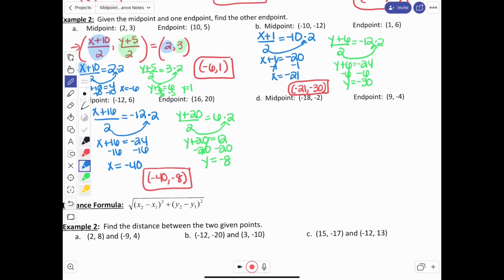On my next one, x plus 9 divided by 2 equals negative 18. Move my 2 up and over, multiply by it. So x plus 9 equals negative 36. If I subtract 9, x equals negative 45.